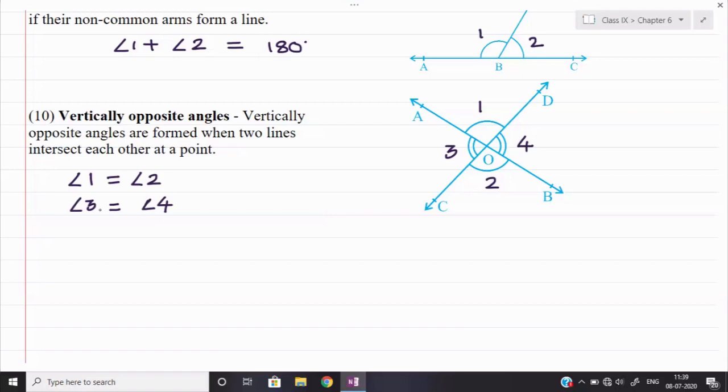Now let us start quickly. One or two questions at least we shall finish before our session is over today. Okay, so let us see question number 1 from exercise 6.1. So I am starting now. First question.